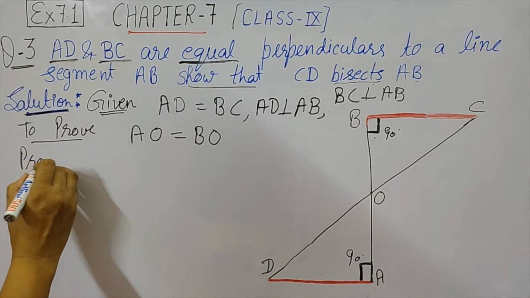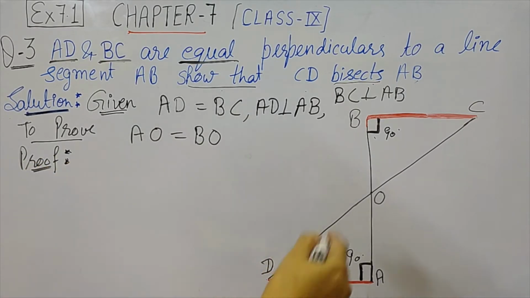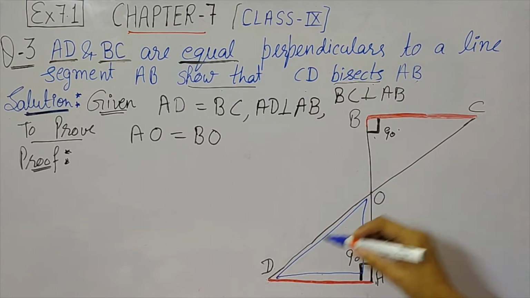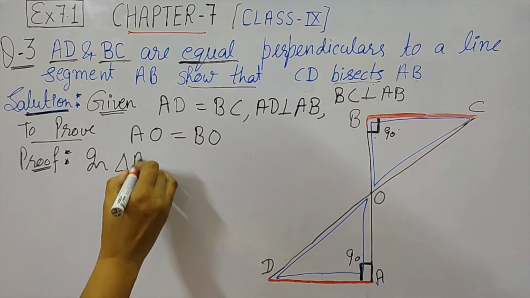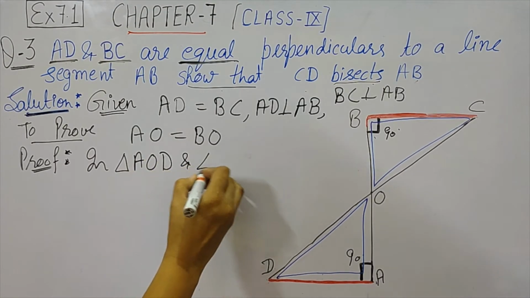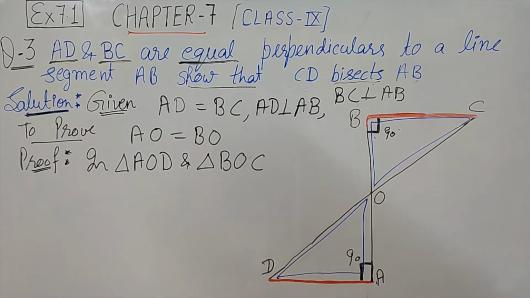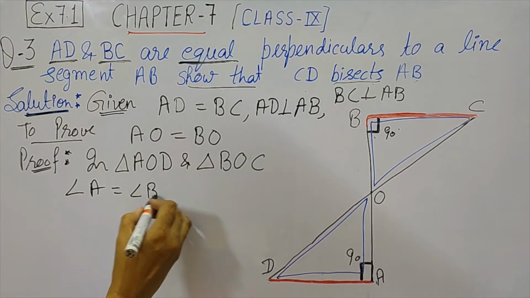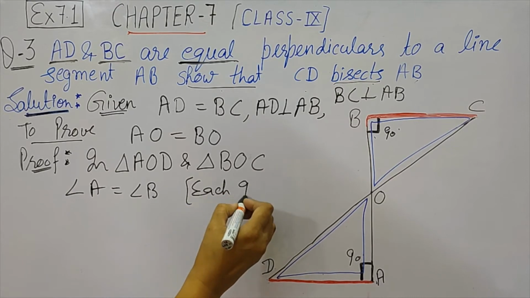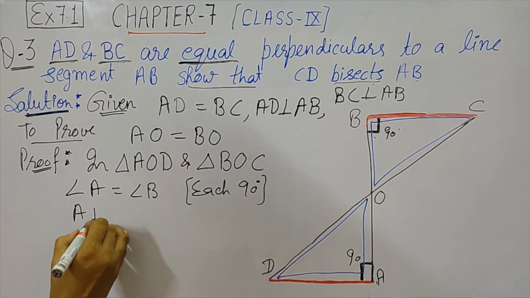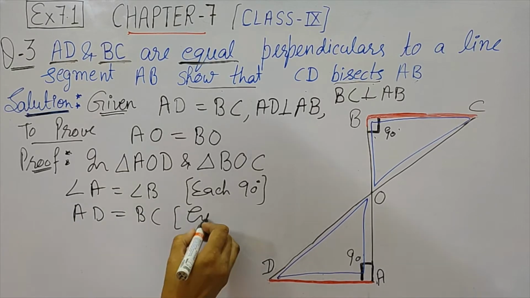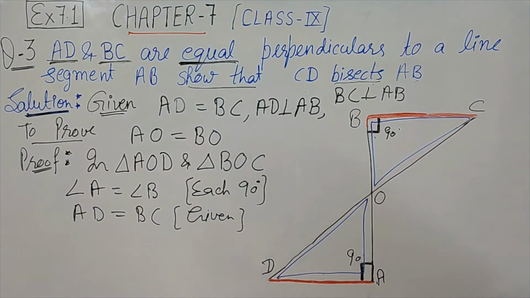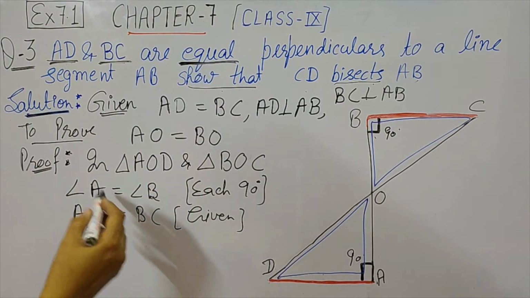So let us see the proof, how we will proceed for this. Clearly two triangles are visible here. We are talking about these two triangles, triangle AOD and triangle BOC. So let us write the information. In these two triangles, clearly angle A is equal to angle B. It is given to us that each angle is 90 degrees. Another given thing is AD is equal to BC, which is clearly given in the question. AD and BC are equal. Okay. From the given information, we can only write these two things.